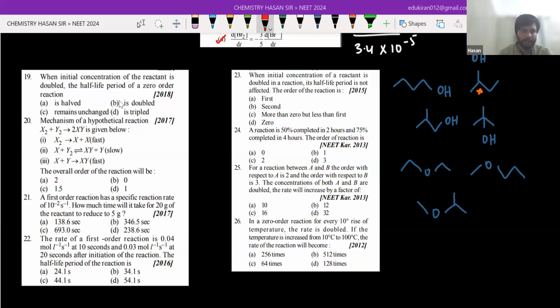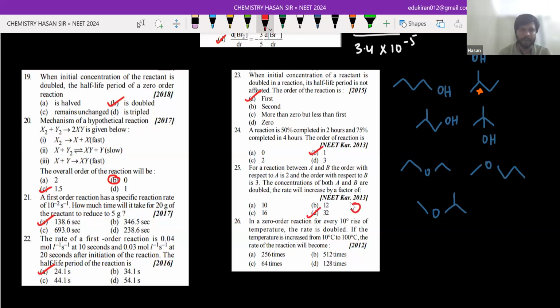19 is B, that is correct. 20 is B, that is incorrect. I will tell you. Let's see. 21 is A, that is correct. 22 is A, that is also correct. 23 is A, that is also correct. 24 is B, that is correct. 25 is D, so this is wrong by you.